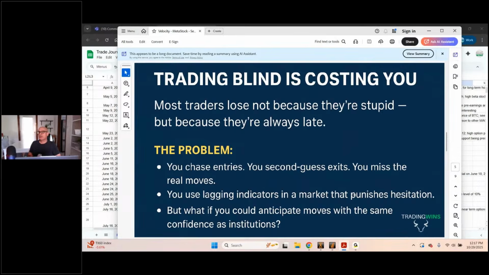So what we want to do here is we want to show you the basics, the fundamentals. We want to give you the structure, and then you take that structure and you fit it to your trading style. Your trading style could be very different than mine. I'm not a day trader. I've tried it and I realize it's not for me.